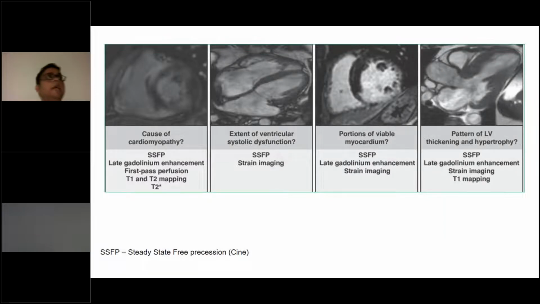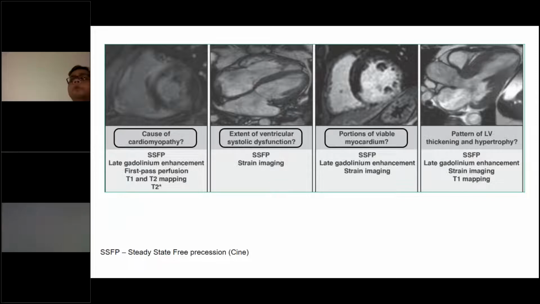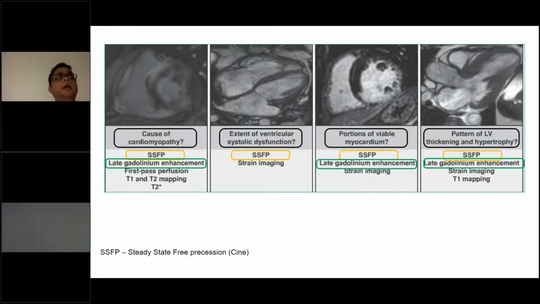So it is expected from cardiac MRI to answer these 4 questions. What is the cause of cardiomyopathy? What is the extent of ventricular systolic dysfunction? What portion of the myocardium is viable? And what is the pattern of LV thickening and hypertrophy? So as you can see, almost all 4 questions can be answered with the help of SSFP, which is a cine imaging technique, and the late gadolinium enhancement imaging.